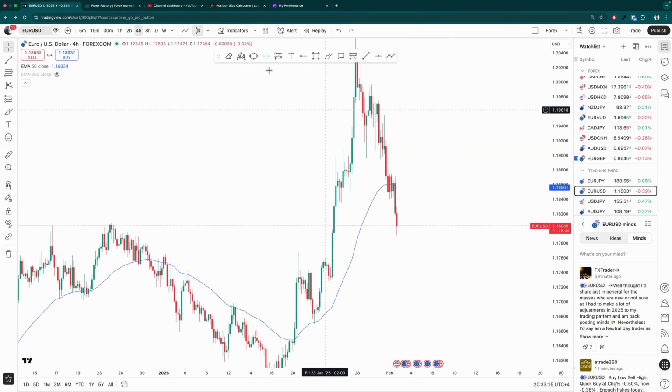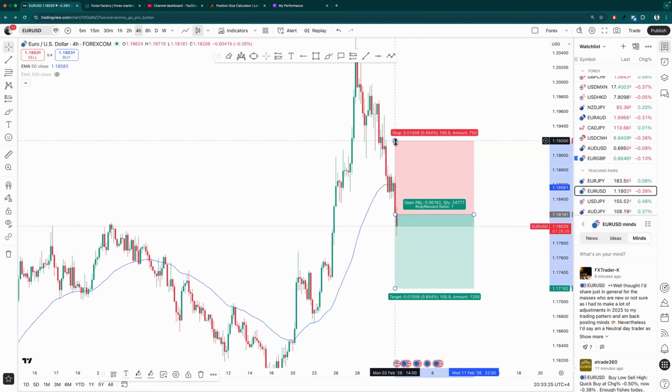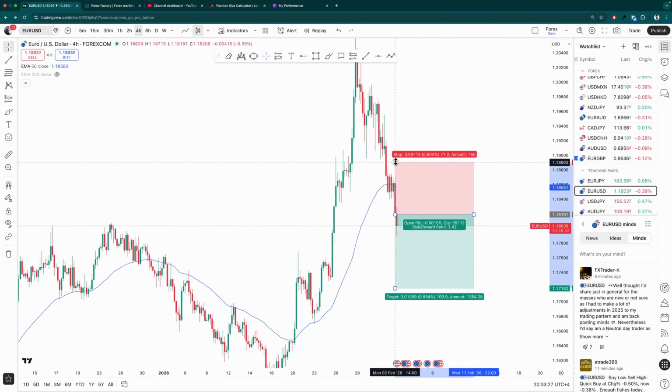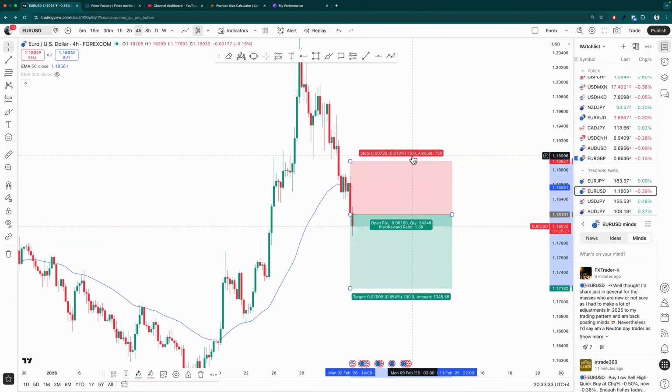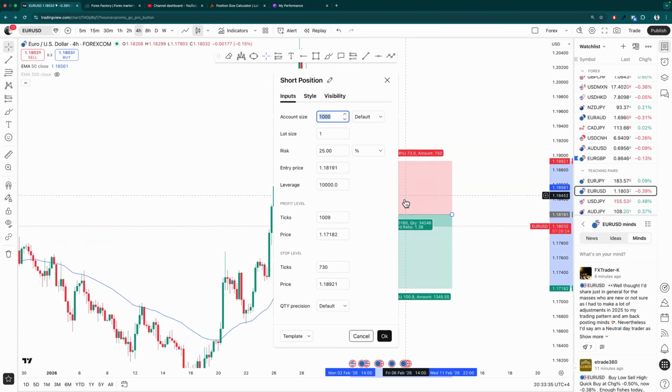So let's say I'm dropping a position like this. I'll just drop a short position right here. Let's say we enter around this place and we put a stop loss around here, giving some margin from the wicks. Now you can see it clearly here, 73 pips. If you open it, it is 730 ticks, not pips, but that means 73 pips.